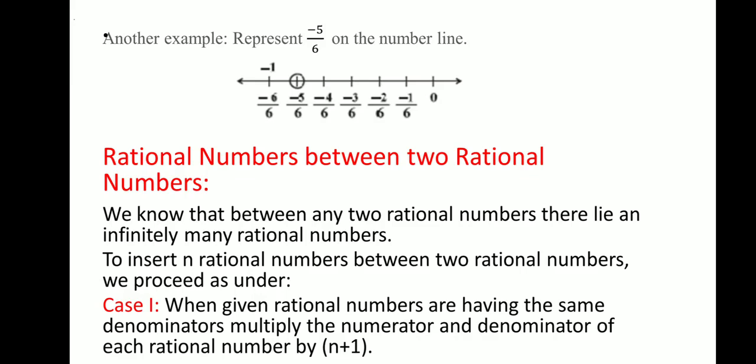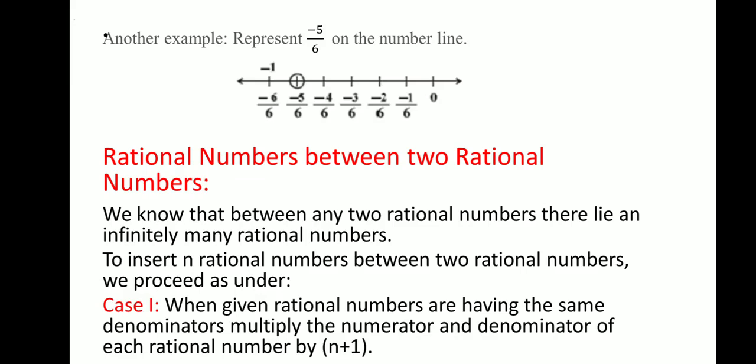Now I hope it is well known to you how to represent a rational number, whether it is positive or negative, on a number line. Next important concept is rational numbers between two given rational numbers. If I need to find n rational numbers between any two given rational numbers, there are two methods to solve this.